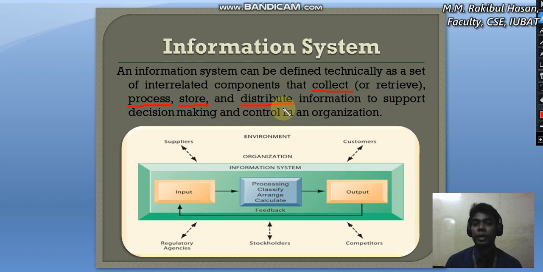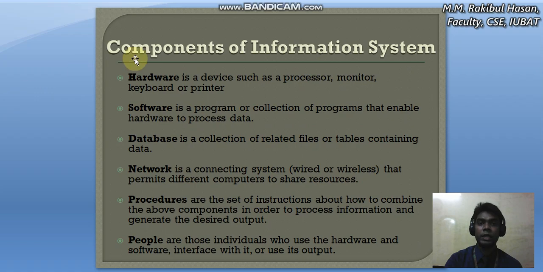And to operate the system we need some people. So these are the 6 components of information system. Again I'm mentioning: hardware, software, database, network, procedure and people. These are the 6 components of information system. So this is the list you can see here.